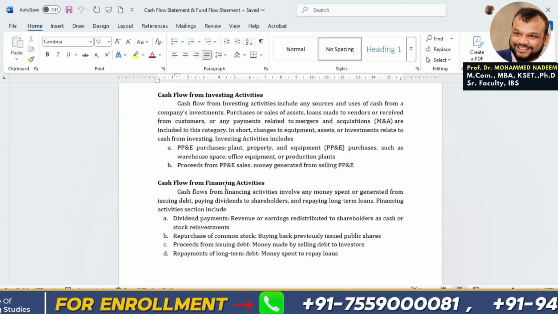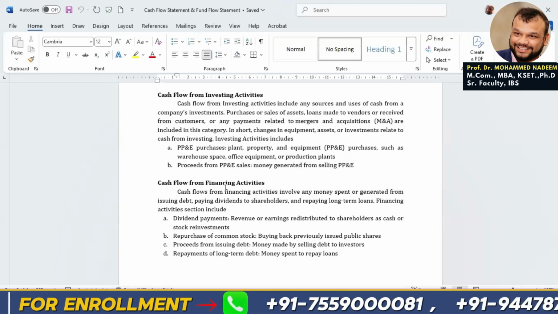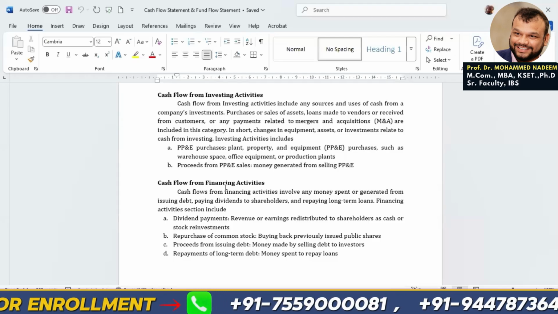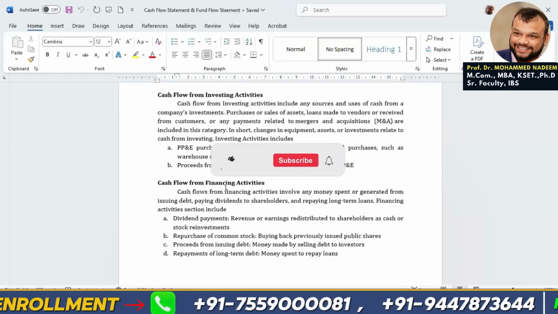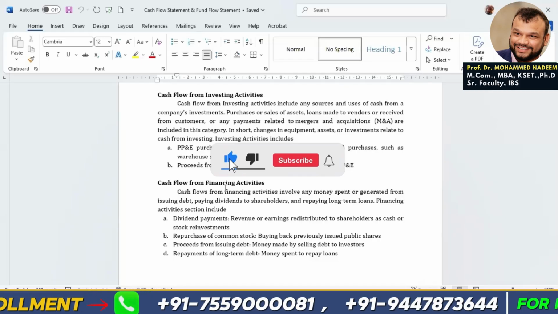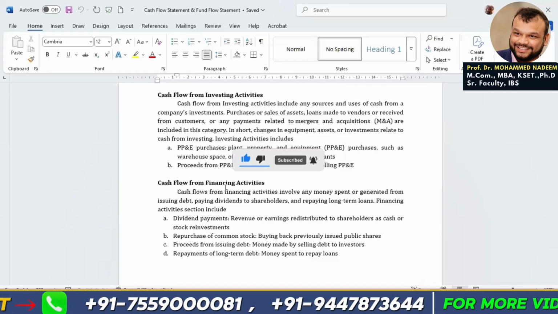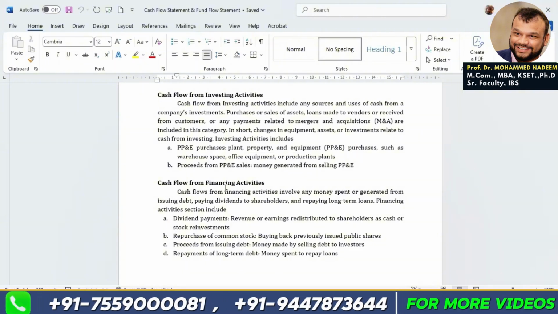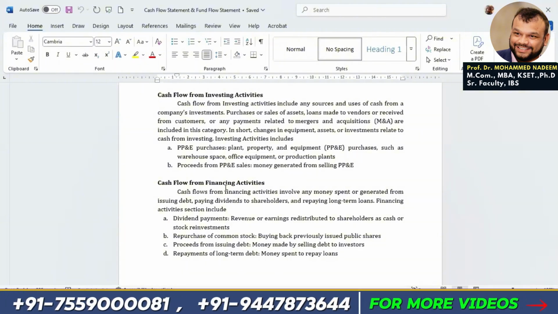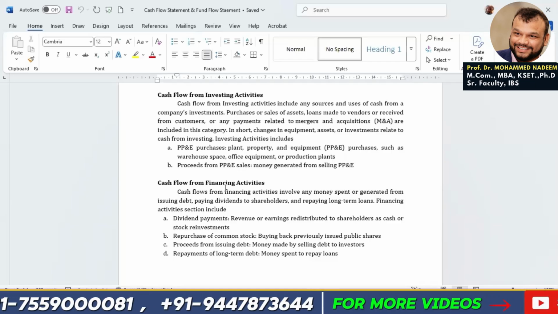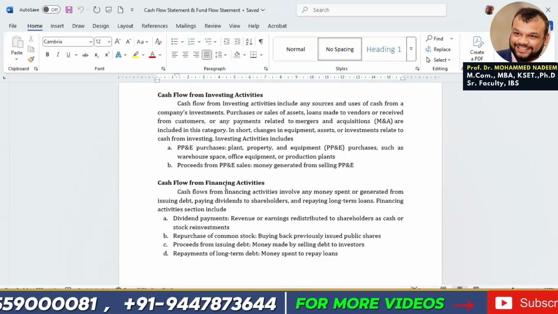After taking the loan, what should we give them in return? Either we should pay interest or we should pay dividends. Or after some time, we need to pay back the principal amount also, what we have taken. So when you take the loan, it is an inflow of cash. When you pay the loan, it becomes an outflow of cash. Is it clear till here?